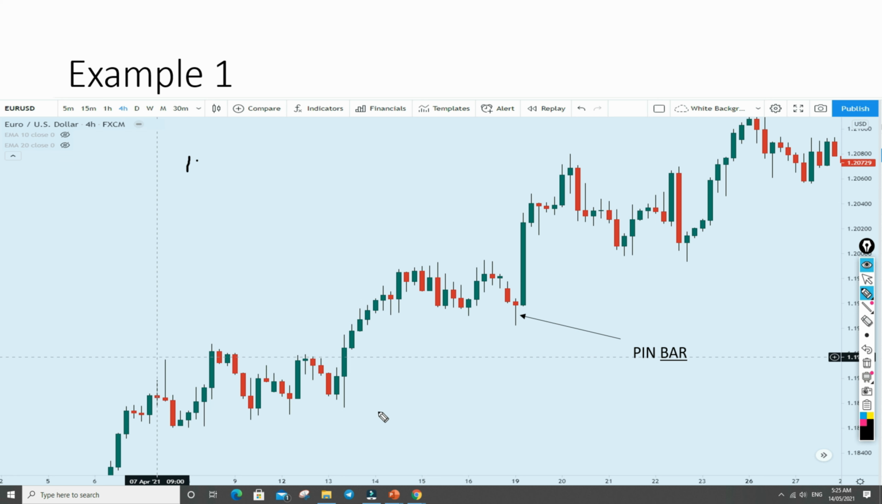Correct. This is a trending market. So now you found trending, but is it an uptrend or downtrend? By analyzing market structure, you can find it. So let's start from here.